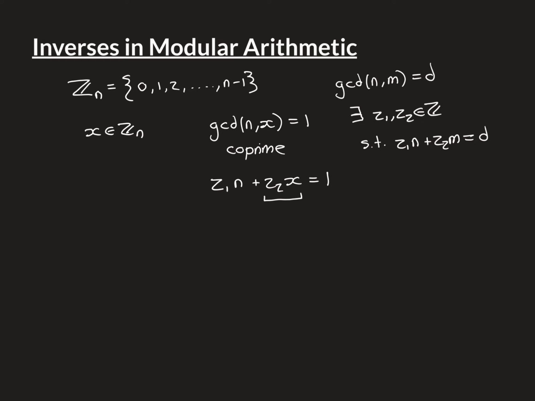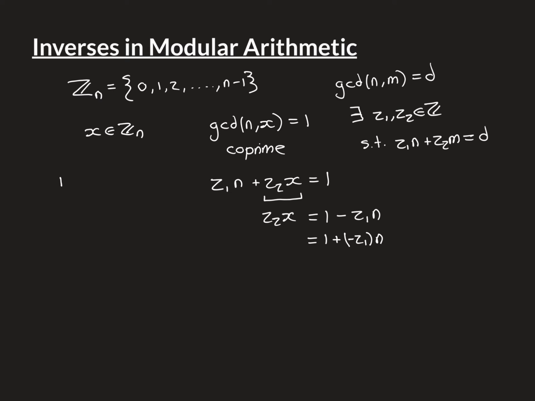We're very interested in this part because we've got something in the integers times x is equal to 1. And then if we move this bit to the other side, we have 1 minus z1 times n. So z2 times x is equal to this. But this is going to be something inside the congruence class of 1, because it's 1 plus, and then let's swallow that minus into the z1 here. So we'll have 1 plus minus z1 times n. z1 is an integer, so minus z1 is an integer. So we've got 1 plus some integer times n. That is something that's going to be in the congruence class of 1.